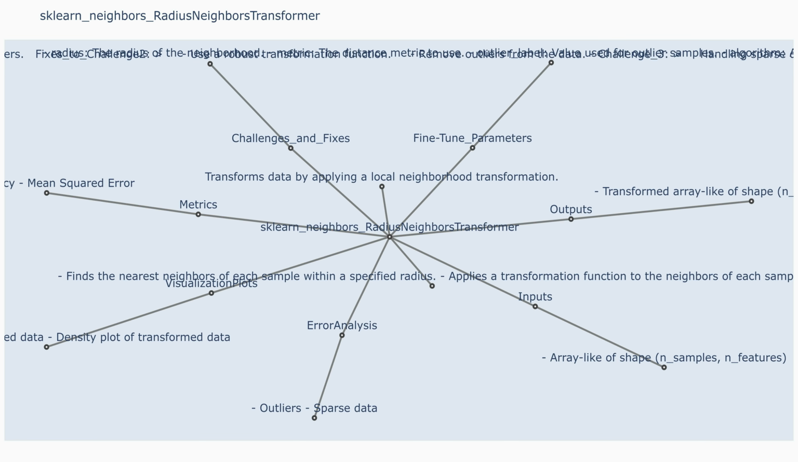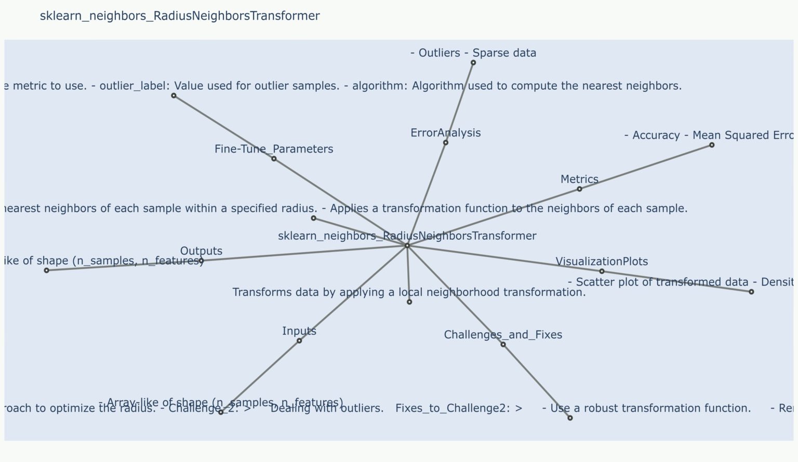sklearn. Neighbors. Radius neighbors transformer. Description. The radius neighbors transformer is a class in scikit-learn that transforms data by replacing each sample with its k nearest neighbors within a specified radius. It's useful for imputing missing values, denoising, and creating a smoother representation of the data.